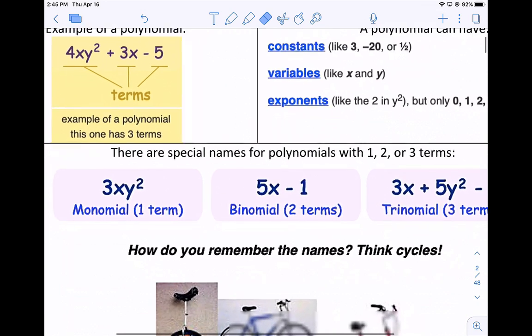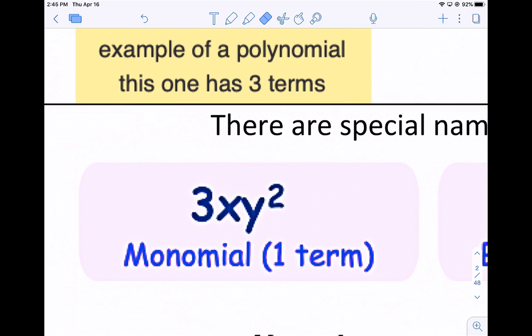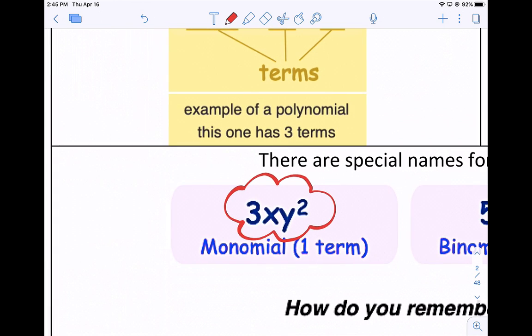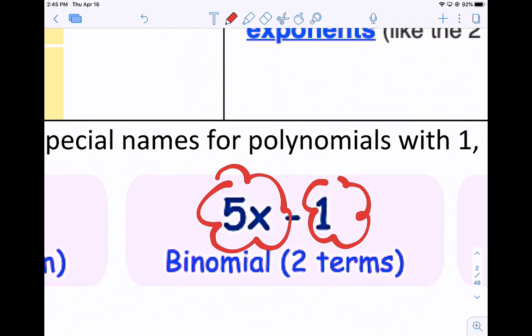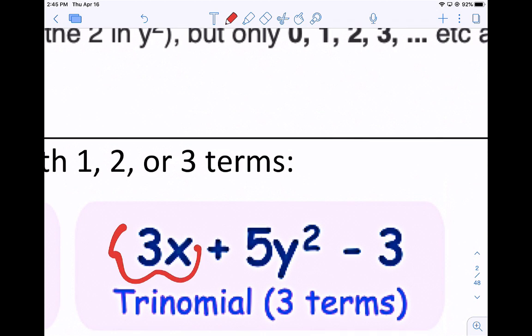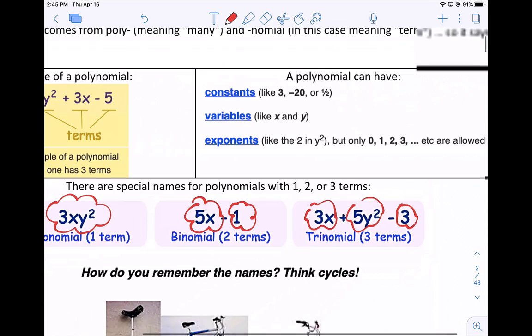There are special names for polynomials with 1, 2, or 3 terms. So one term means it has one thing, no plus or minus, separating two terms. So one term is called a monomial. Two terms, and we've been studying these earlier this year, two terms is called a binomial. And three terms, so three things separated by a plus or minus, is called a trinomial.